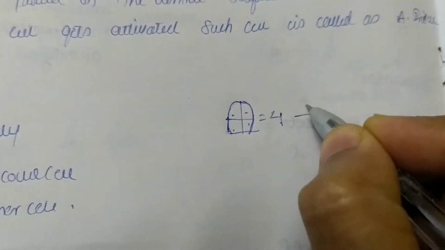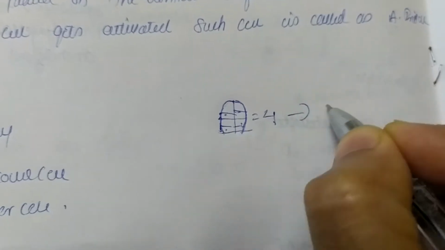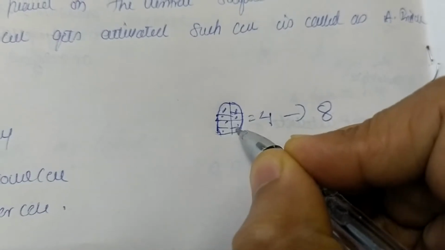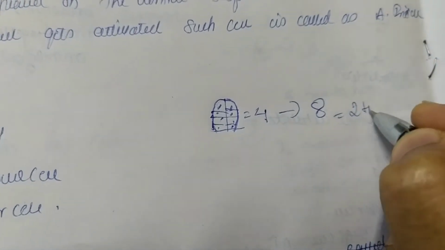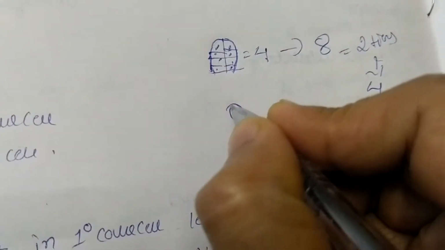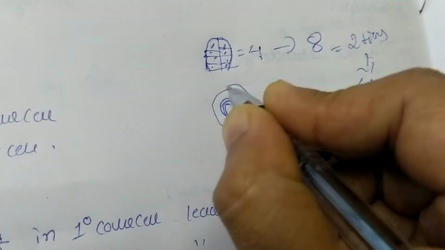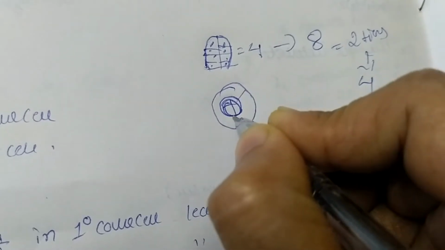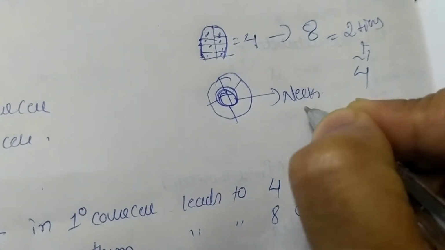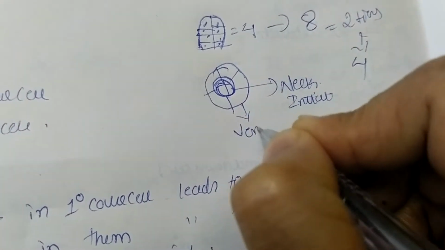These 4 cells all divide transversely, leading to the formation of 8 cells. These 8 cells are arranged in 2 tiers of 4 cells each, that is the inner tier of 4 cells and the outer tier of 4 cells. So the inner tier is going to form the neck, called the neck initial. The outer tier is going to form the venter initial.